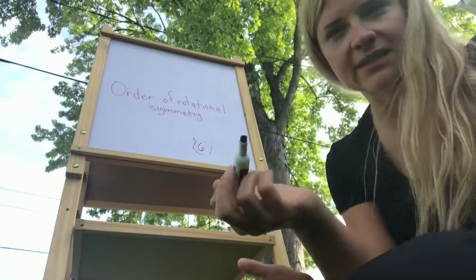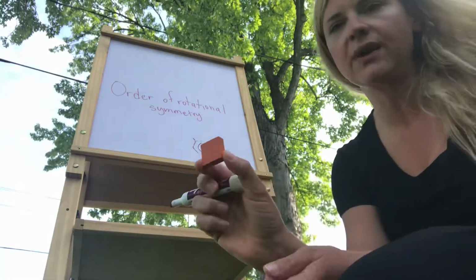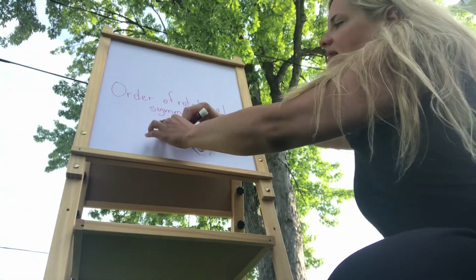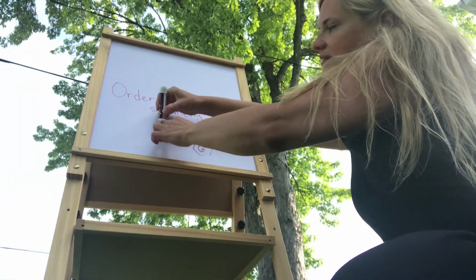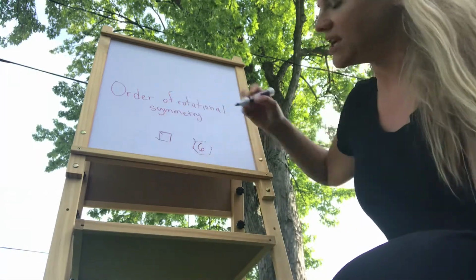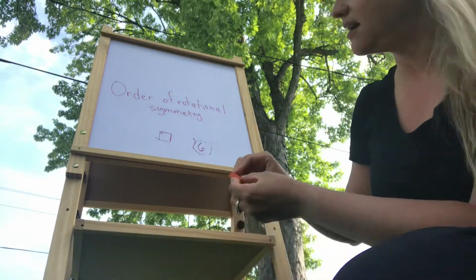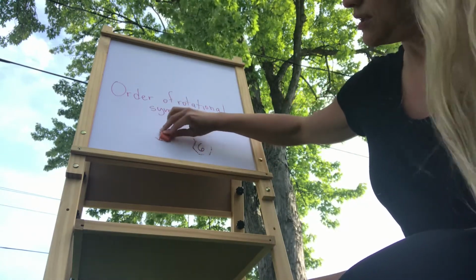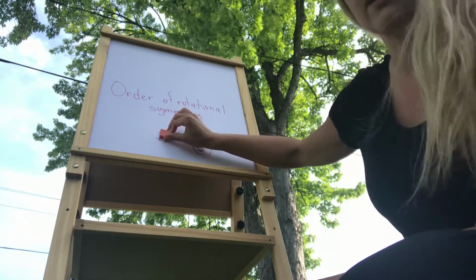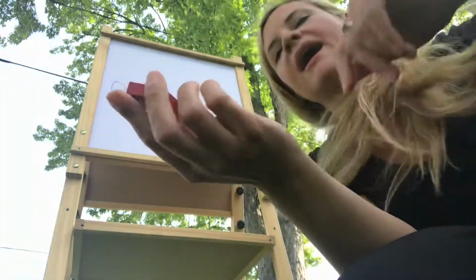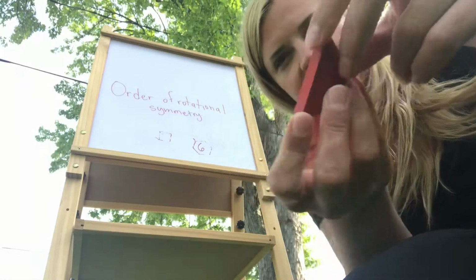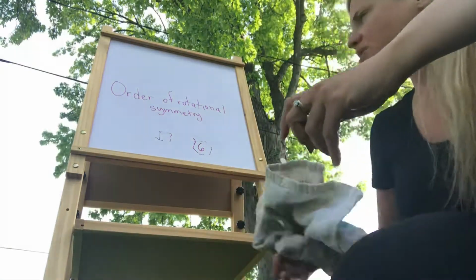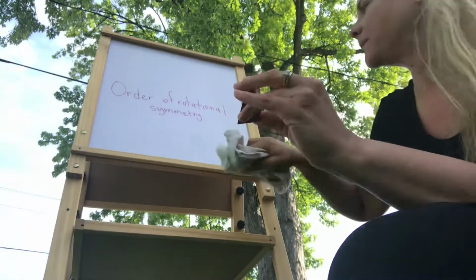Now, if we were to look at a different shape, like a square, for example, we would find that the order of rotational symmetry of our square is 1, 2, 3, 4. Now, this is another shape that has 4 sides, but it doesn't have an order of rotational symmetry of 4. So let's have a look at what the order of rotational symmetry would be of this shape.